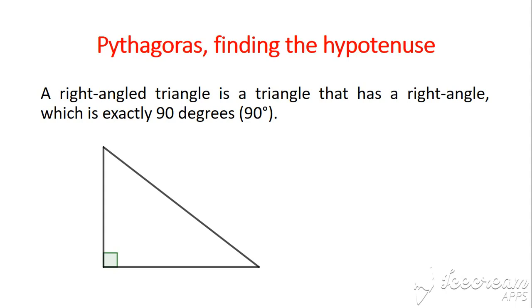All right, well, let's talk about a right-angled triangle, which is what we're going to use in these videos for level 1 trigonometry. A right-angled triangle is a triangle that has a right angle, which is exactly 90 degrees. We use a little square in the corner to show that it's a right angle.